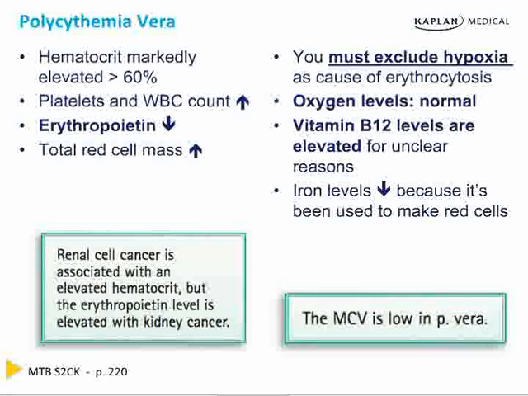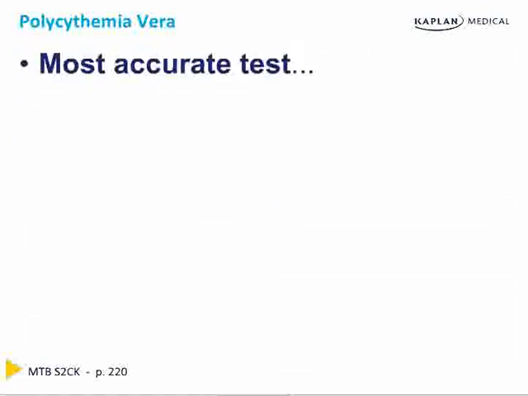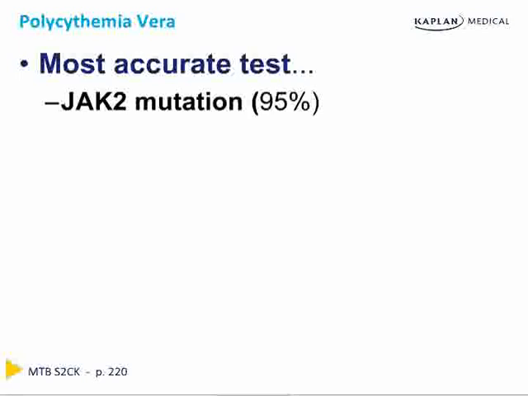And this is another key. There are very few causes of a microcytic erythrocytosis. In other words, cells that are small, but there are high numbers of them. So a low MCV with an increased number of cells is basically thalassemia, hypoxia, and polycythemia vera. Thalassemia, hypoxia, and polycythemia vera. The most accurate test of polycythemia vera is the JAK2 mutation, present in 95% of patients.